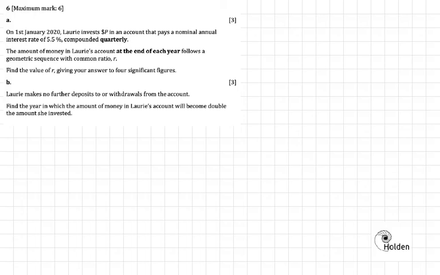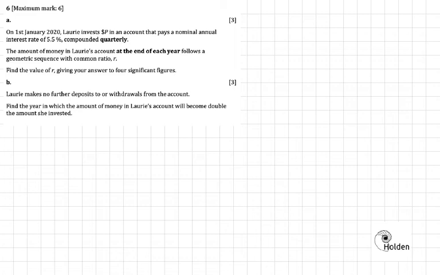Question 6. Maximum mark is 6 and it's 3 and 3. On 1st of January 2020, Laurie invests $P in an account that pays a nominal annual interest of 5.5% compounded quarterly. The amount of money in Laurie's account at the end of each year follows a geometric sequence with common ratio R. Find the value of R, giving your answer to 4 significant figures.